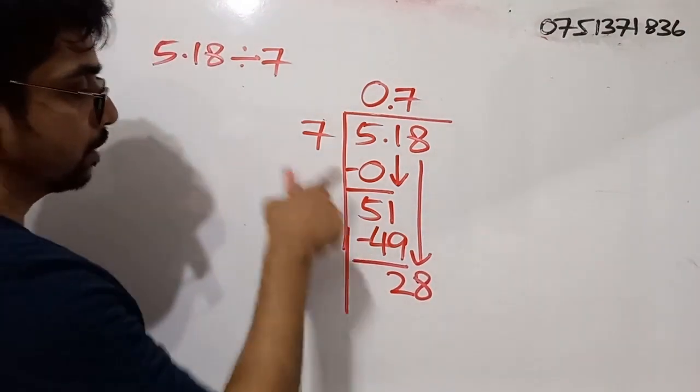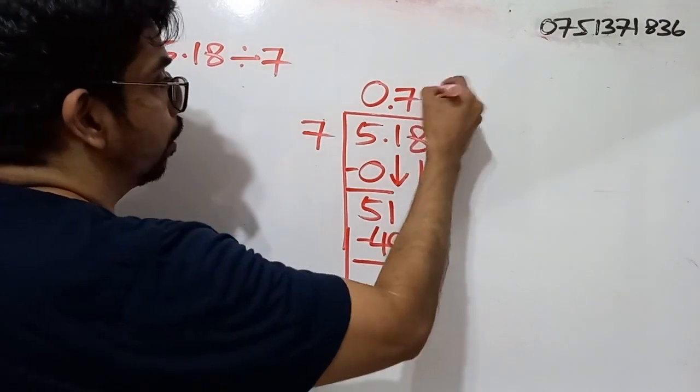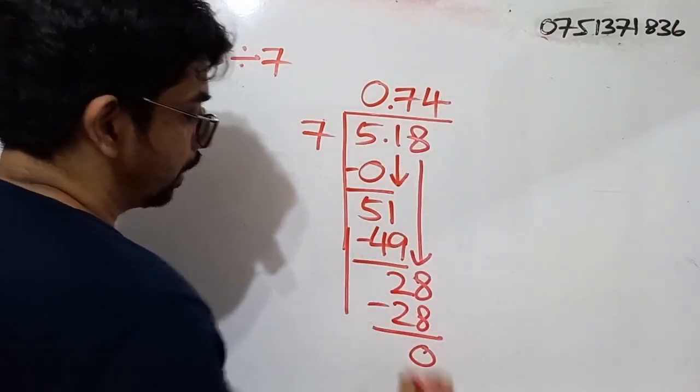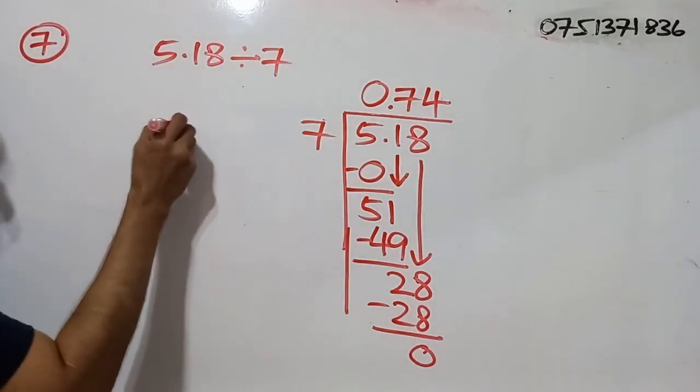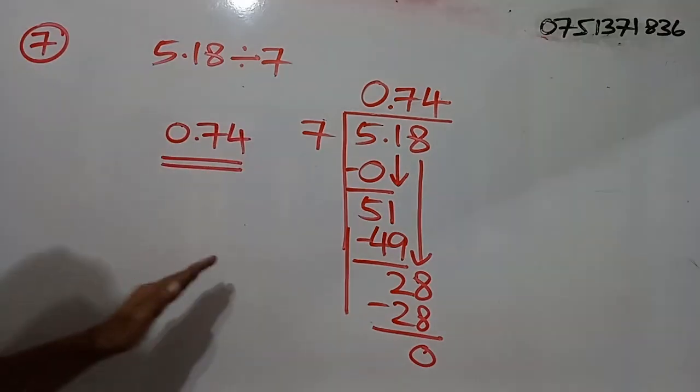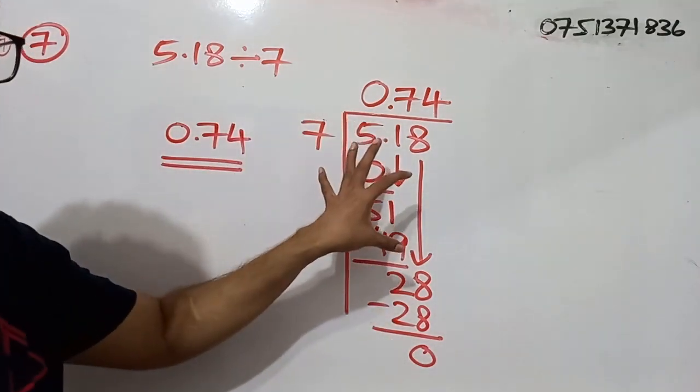How many 7's are there for 28? 4. 7 times 4, what is that? 28. 28 minus 28, we get a 0. So here, what is the answer? 0.74. So for this question, your working should be visible.